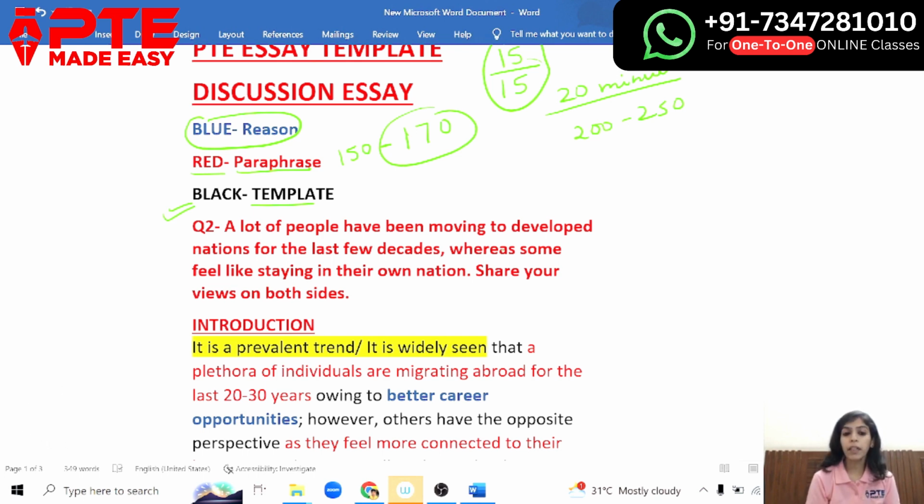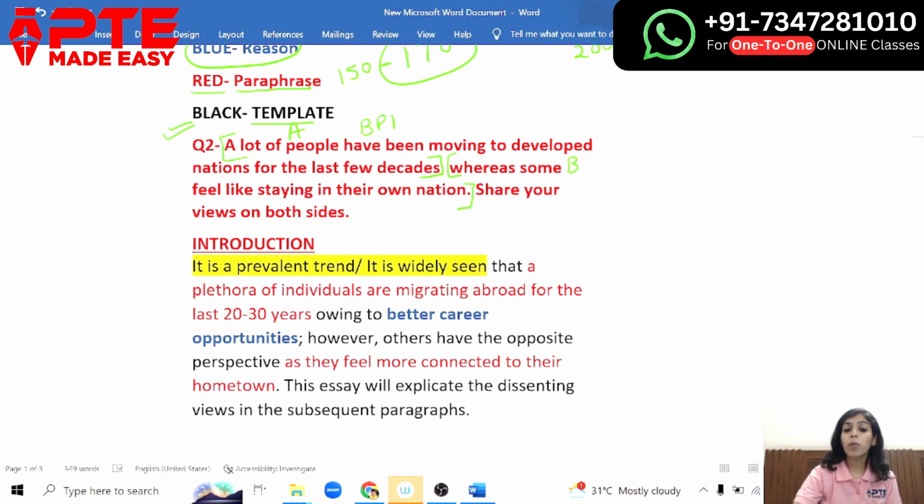So we have two groups here. Group A feels like moving to developed nations for the last few decades. Okay. Whereas group B feels like staying in their own nation. So we have to share views on both sides. That means we are going to support the first view in body paragraph 1 and the second view in body paragraph 2. So the most important thing here is to understand the question. If you are able to understand the question, then only you can write it effectively, and that too in the given time.